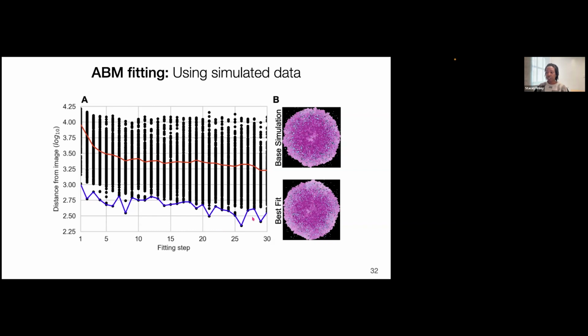And so the blue curve just shows the parameter values that give the lowest distance, the smallest distance from the image, so they're the best fit. And then the red just shows the mean here. But we can see visually that there's a nice match between our simulated image and what we try to capture back with our mathematical model.